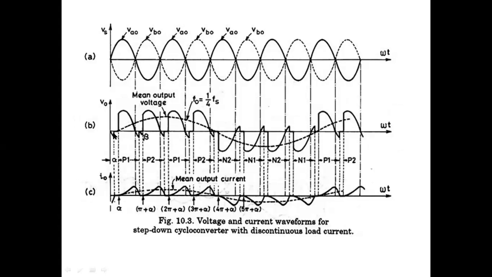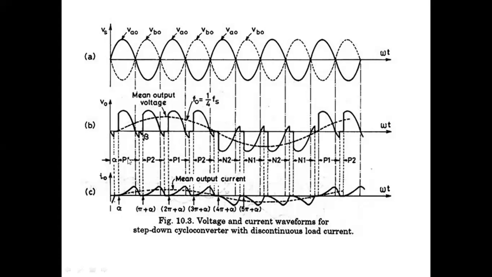This waveform is for RL load. That's why we are getting a negative spike. Up to the extinction angle beta, we are getting the voltage. And we are giving firing pulse here to P2. From P2, this negative cycle is converted to positive cycle. Again in the positive cycle, which one is forward biased? P1. And in the negative cycle, P2.